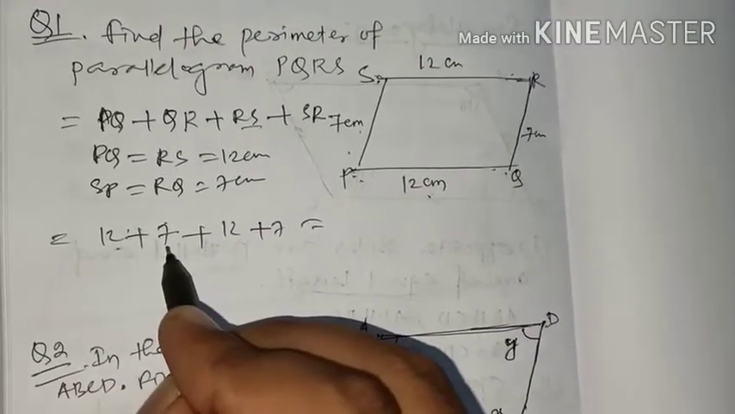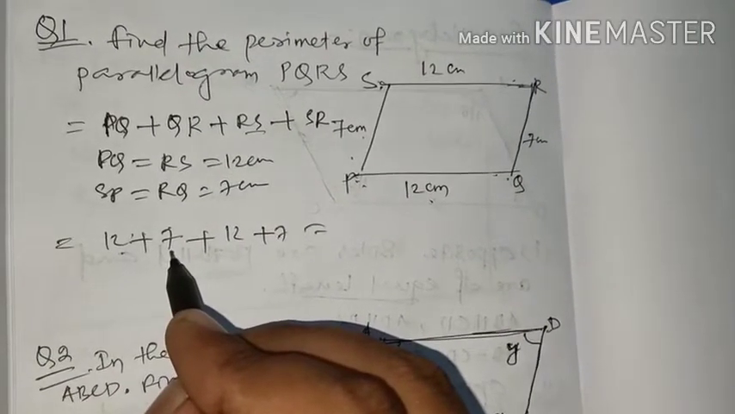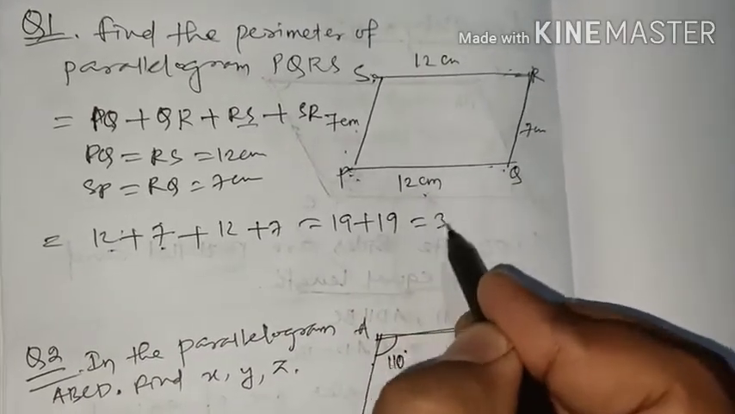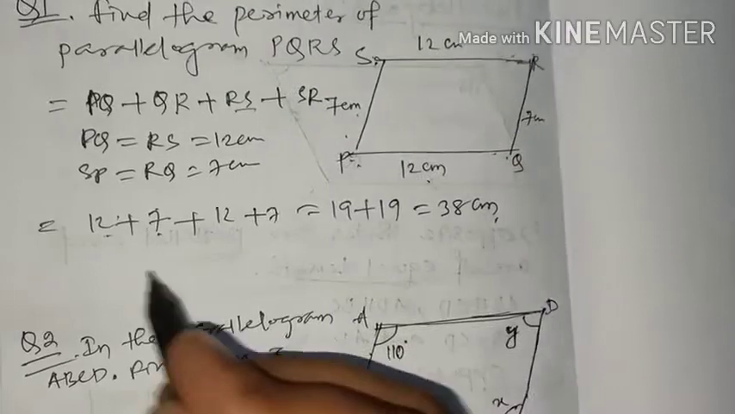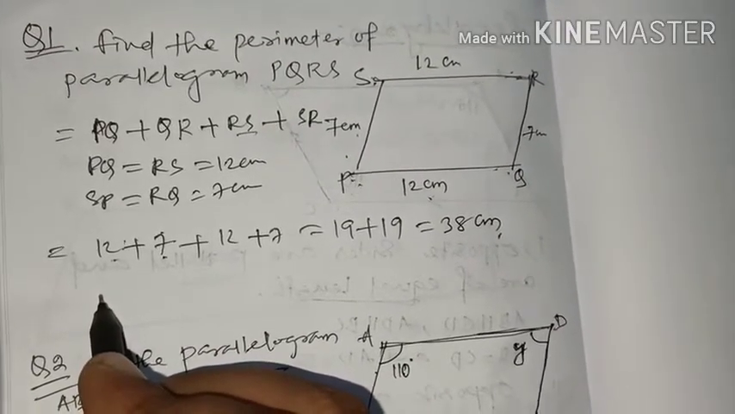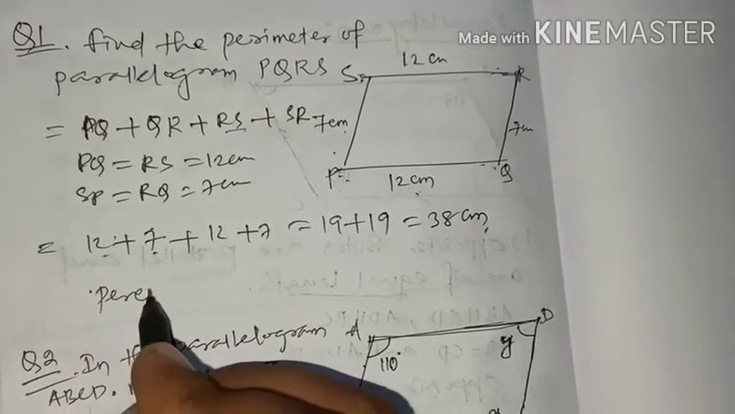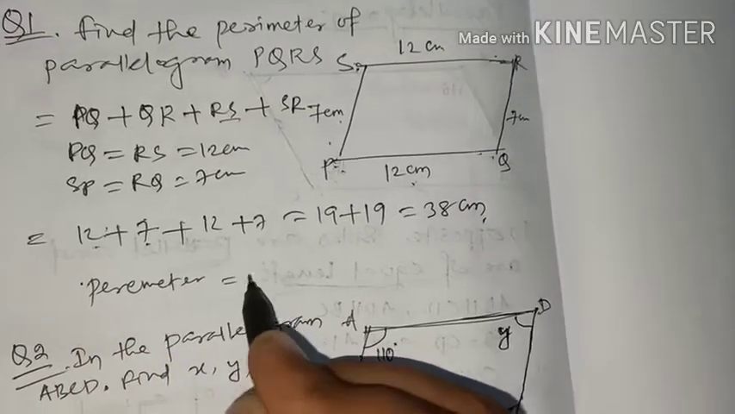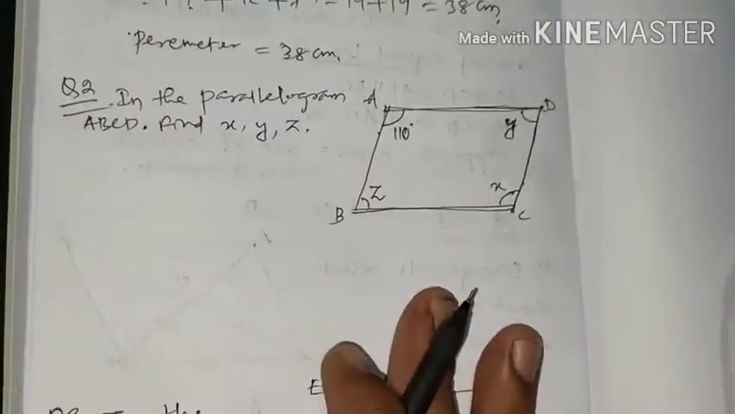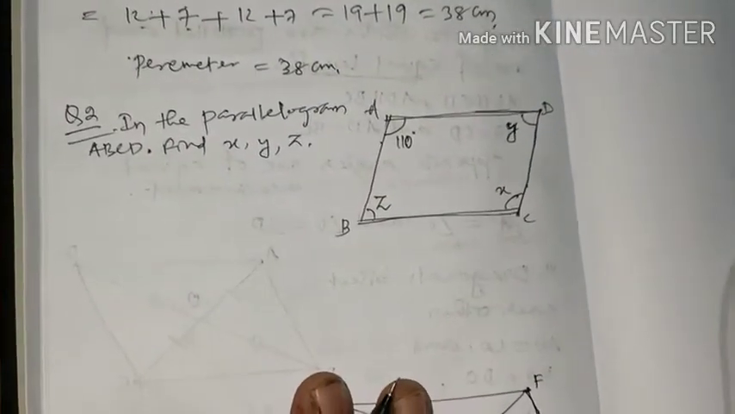12 plus 7, 12 plus 7 how much? It is 19, and plus 19, 19 plus 19, 38 centimeter. Here the perimeter of the parallelogram PQRS is equal to 38 centimeter. Perimeter is equal to 38 centimeter. Right now, so next come to number 2.